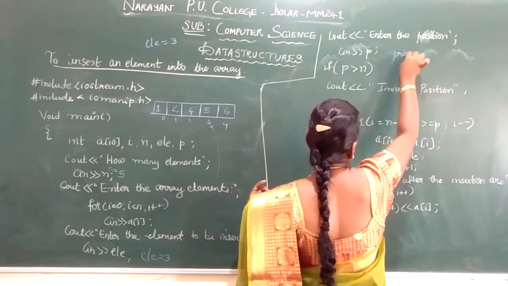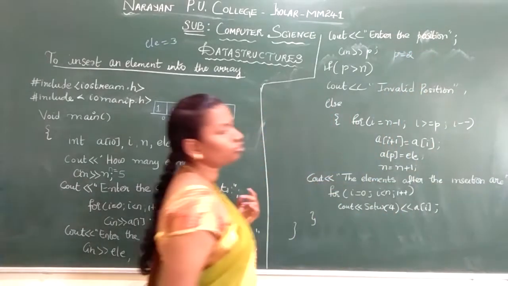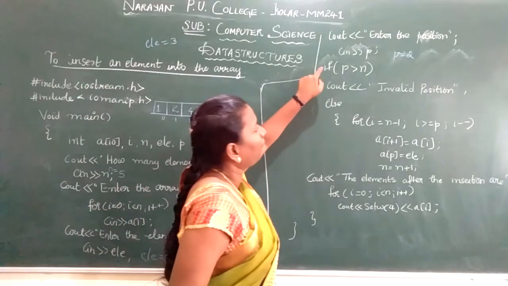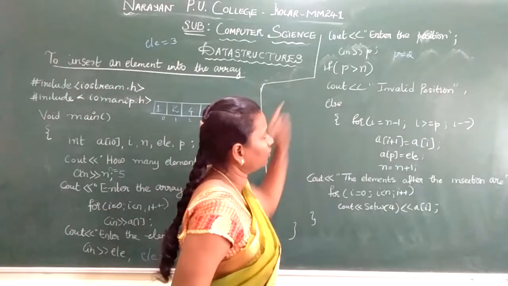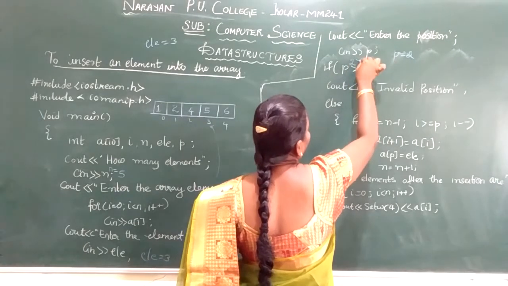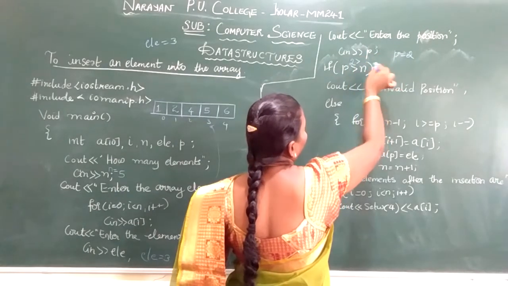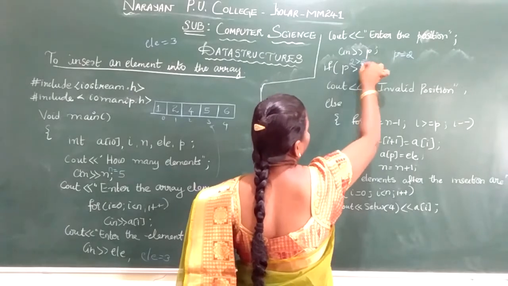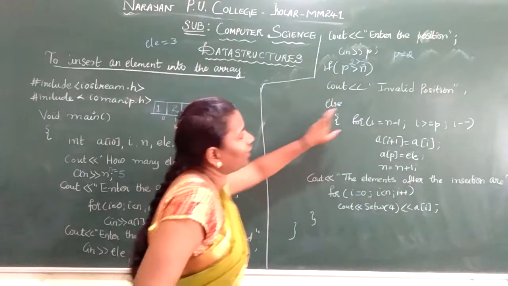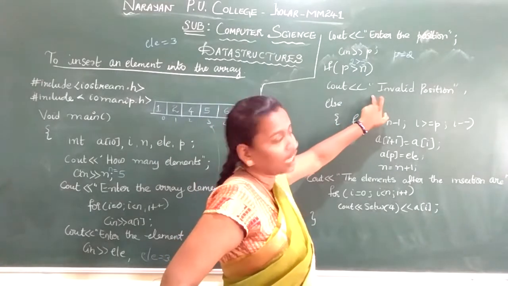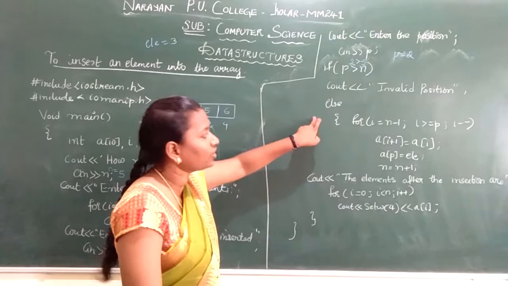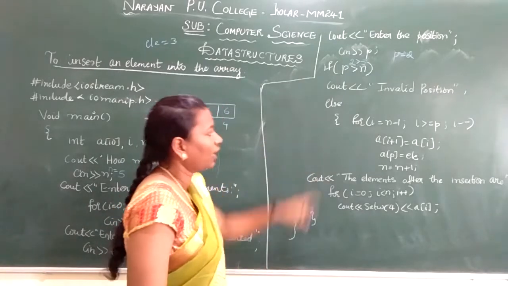Imagine I am giving p value as 2. So 2 is stored at the variable p. Now if p is greater than n, what is your p? 2. What is your n value? 5. If your position is greater than n, then we will tell invalid position. If this condition fails, we will go for the else part.